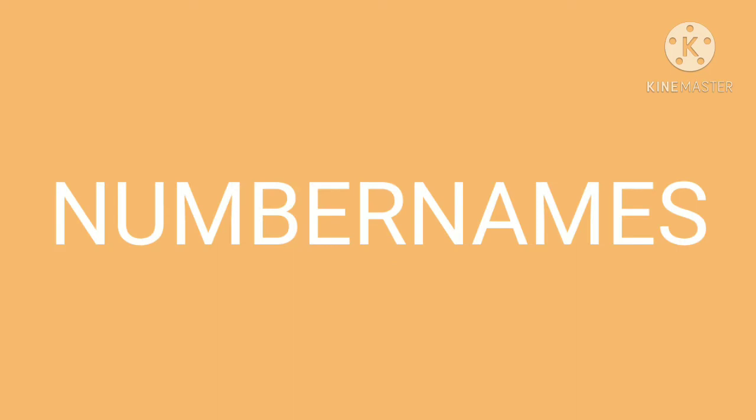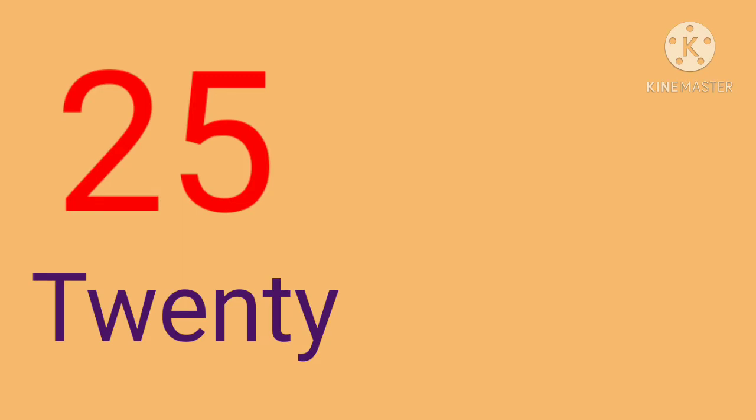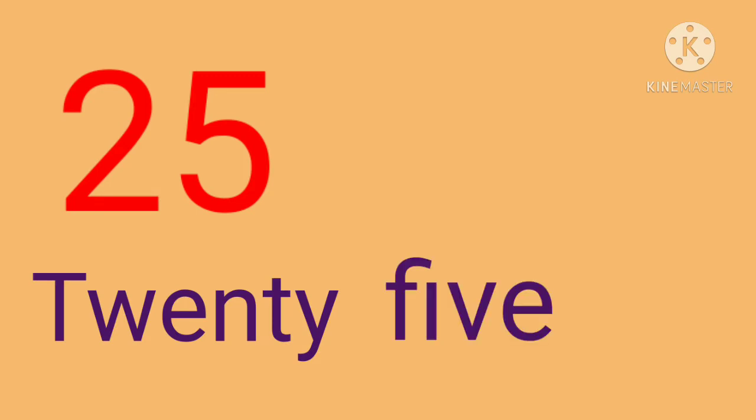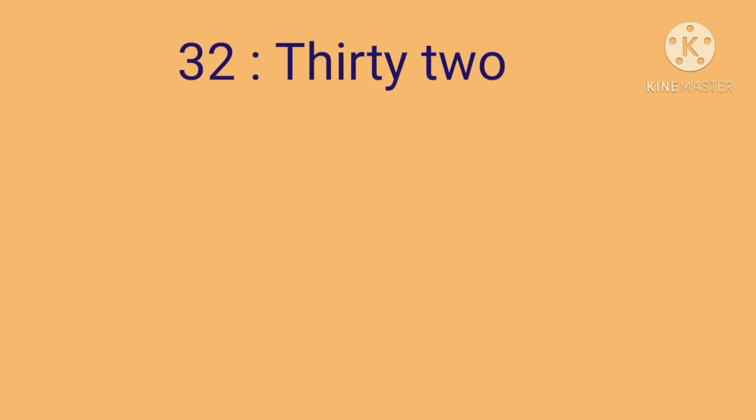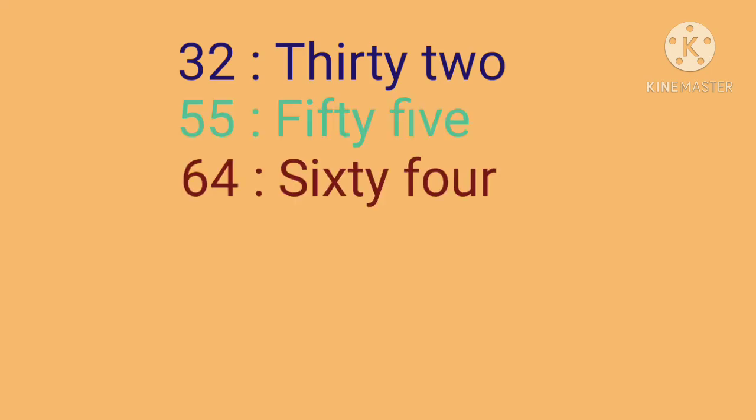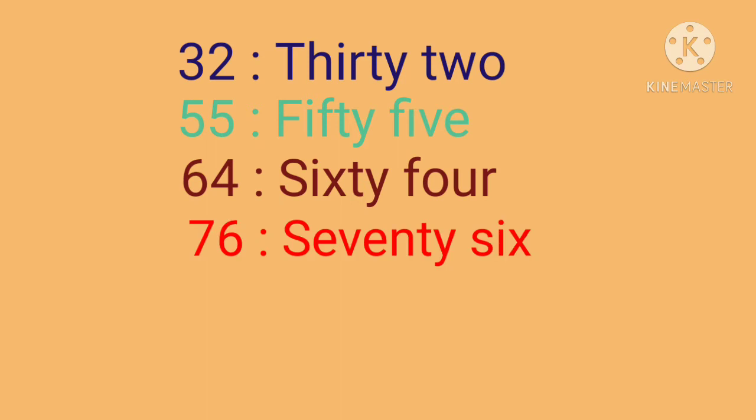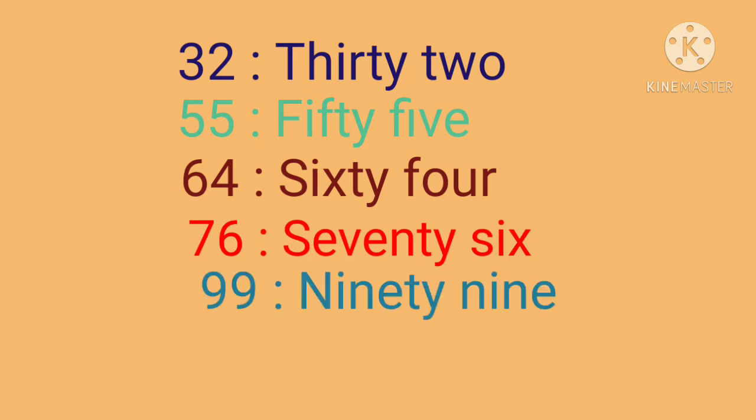In this lesson, we have learned how to write the number names. I am going to write a number. See, how do you read this number? Yes, it is 25. We know how to write this number in words. That is, first we will write 20, then 5. In this way, we can write any number in words, right? Let us see some examples. 32, 55, 64, 76, 99, then 100.